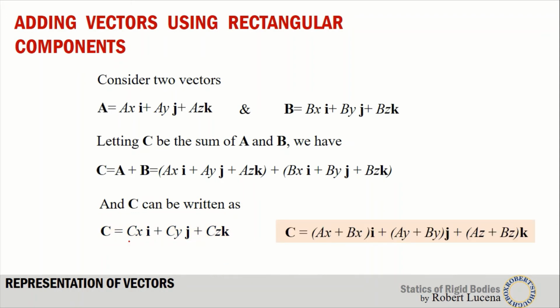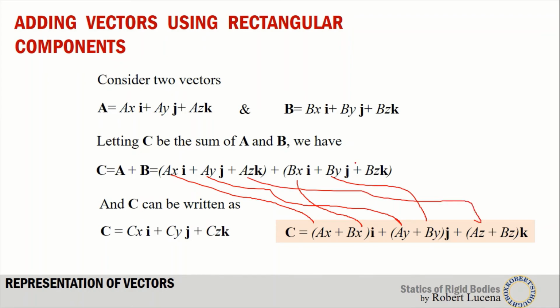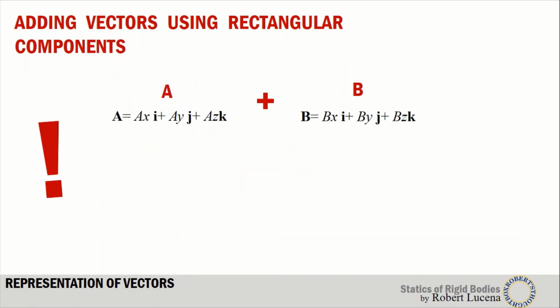Now to get the x component, Cx, you simply add both the x components of A and B. So that's why this is Ax plus Bx. For Cy, you simply add Ay plus By, and the same case goes for the z component. You simply add Az and Bz. Now we can say that Cx equals Ax plus Bx, Cy equals Ay plus By, and Cz equals Az plus Bz. So we have the summary here. We have vectors A and B. Adding them up, we have the components Ax plus Bx times i, plus Ay plus By j, plus Az plus Bz k.